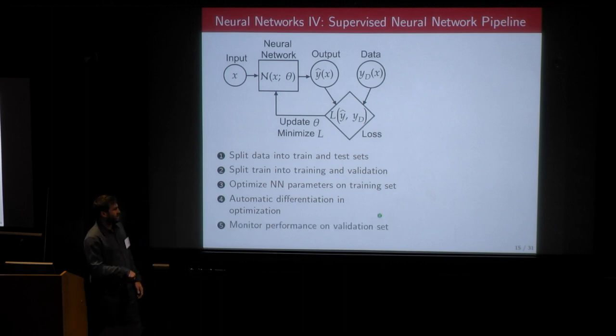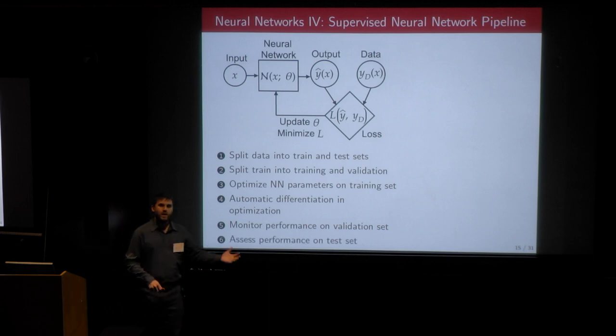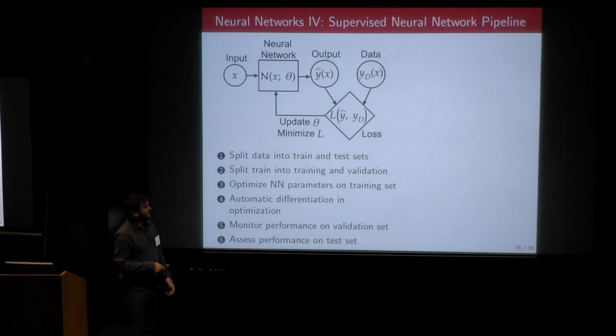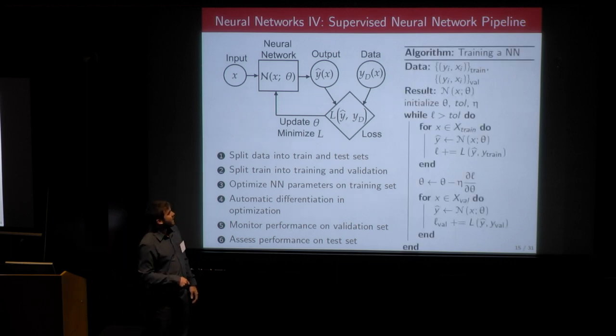Then you monitor your performance on the validation set. And then after you're all done with the training, you go back to your test set and you see what your prediction looks like and you see if it's any good. And here is roughly what a neural net training algorithm would look like.